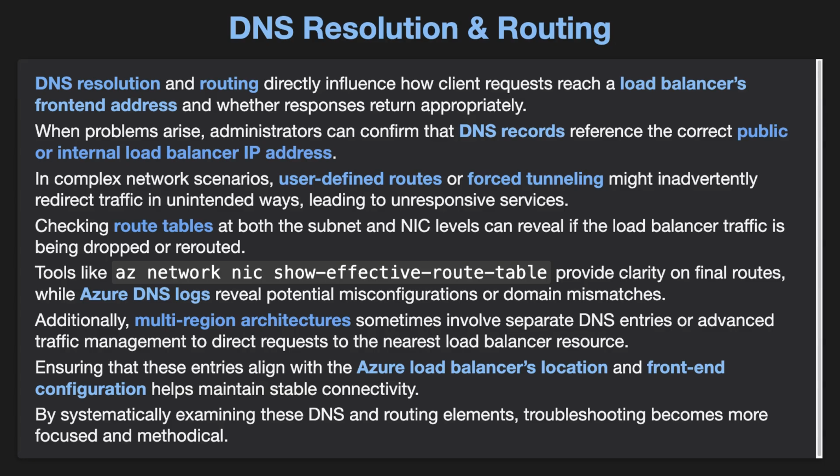Tools like az network nic show-effective-route-table provide clarity on final routes, while Azure DNS logs reveal potential misconfigurations or domain mismatches. Additionally, multi-region architectures sometimes involve separate DNS entries or advanced traffic management to direct requests to the nearest load balancer resource. Ensuring that these entries align with the Azure load balancer's location and front-end configuration helps maintain stable connectivity. By systematically examining these DNS and routing elements, troubleshooting becomes more focused and methodical.